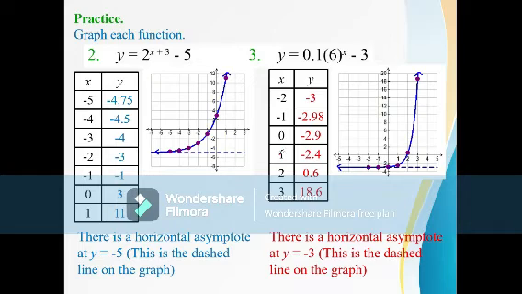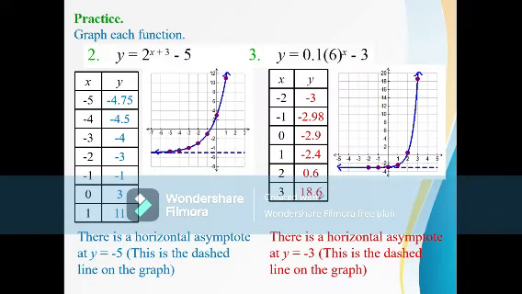Where are we now? If x is 1, then y is equal to 0.1 times 6 to the power of 1 minus 3. The answer will be negative 2.4. If x is 2, that is 0.1 times 6 to the power of 2 minus 3. The answer of y would be 0.6. If our x is positive 3, that would be 0.1 times 6 to the power of 3, then minus 3, the answer would be 18.6.